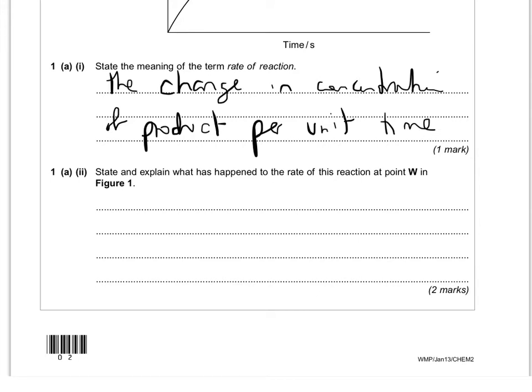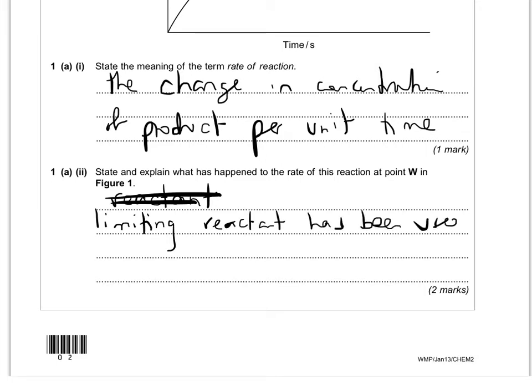So you'd say reactant or limiting reactant has run out, because it doesn't mean that both reactants have run out. If one of them has run out, then the reaction will stop. So limiting reactant has been used up. Therefore, reaction has stopped.